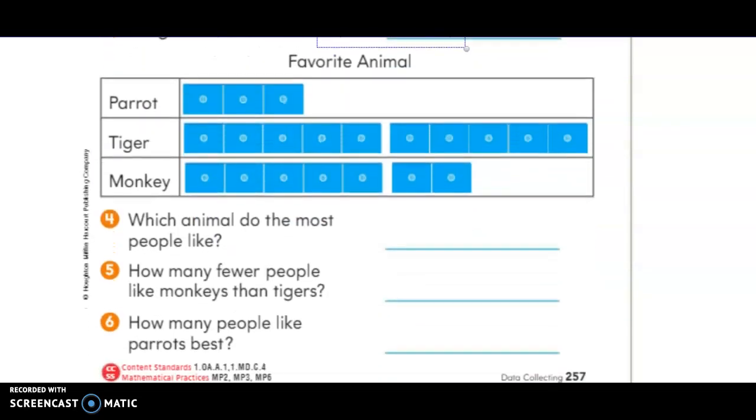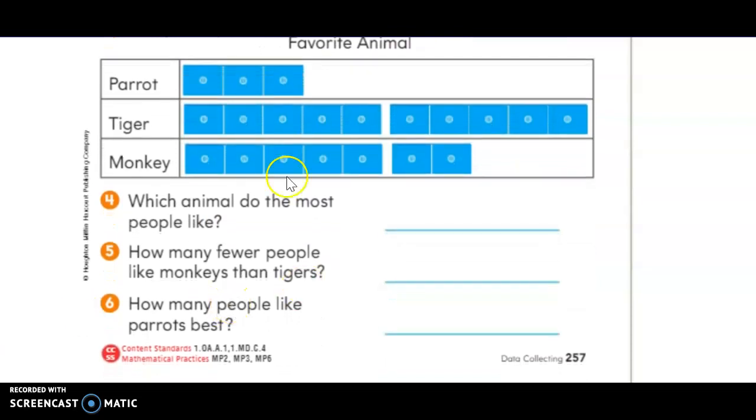Okay, now we're moving on to our favorite animal. Which animal do the most people like? Do they like the parrot, the tiger, or the monkey the most? Did you say tiger? That's right. Put it on the blank. Number 5 says how many fewer people like monkeys than tigers. So we have to compare monkeys with tigers. So let's compare our data. We're going to show that these are all the same.